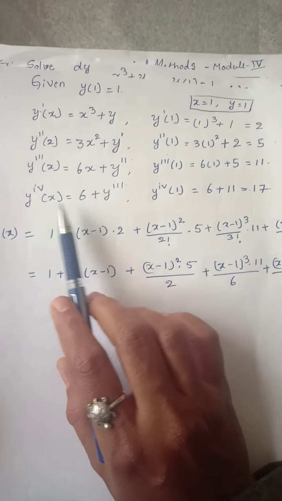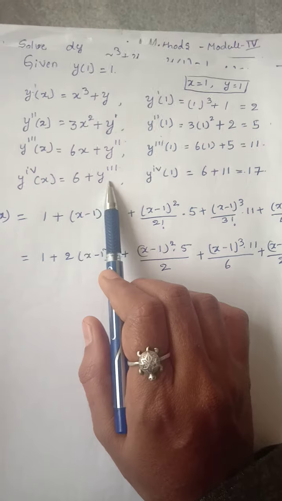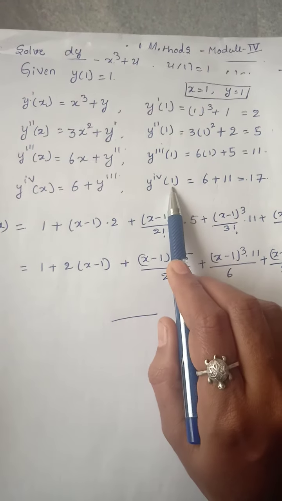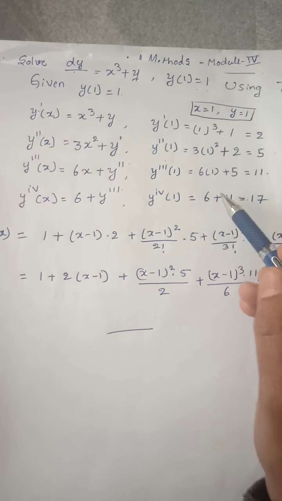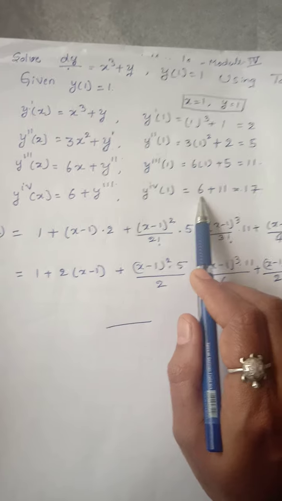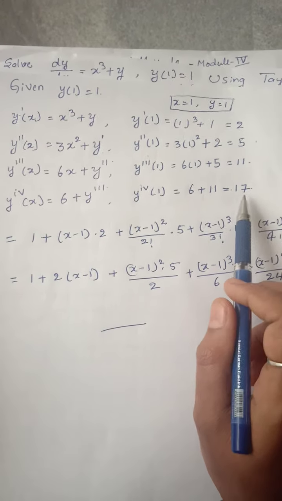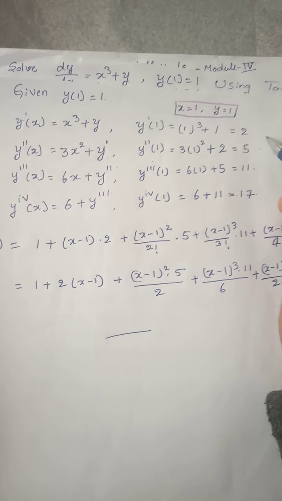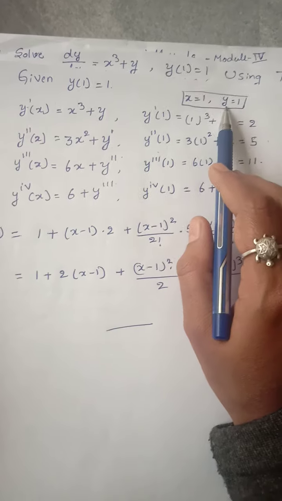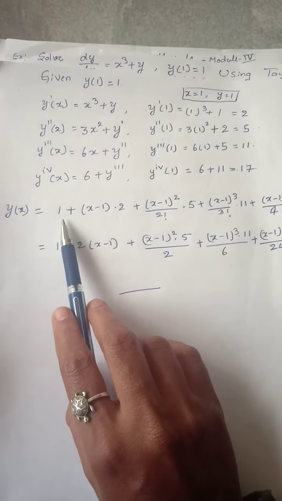Again fourth differentiation, that is differentiation of 6x is 6, y double dash becomes y triple dash, and again y 4 times of 1, x place you have to substitute 1, and then it becomes 6 plus y triple dash. There is no substitution of x, you just write the constant as it is, and y triple dash of 1 is 11, so 6 plus 11, 17. So this is the method to substitute. Substitute x place 1 as well as y place 1. After substituting, you have to substitute in the series.